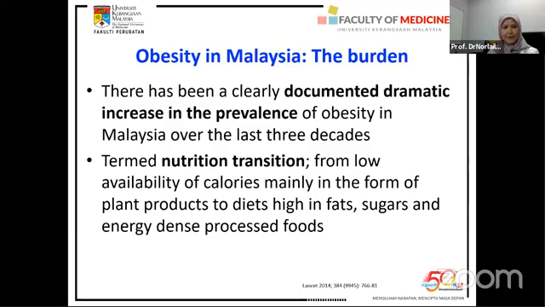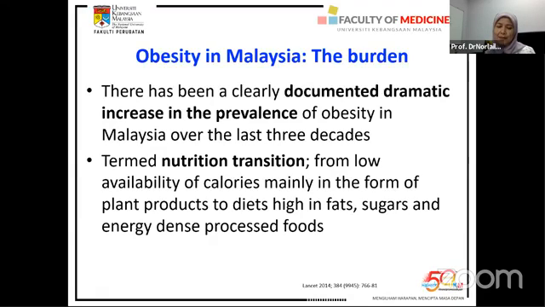So the burden of obesity in Malaysia has increased, and there has been a clearly documented dramatic increase in the prevalence of obesity in Malaysia over the last 3 decades. It is termed nutrition transition because of the availability of calories, mainly in the form of plant products, to diet that is high in fats, sugars, and energy-dense processed food.